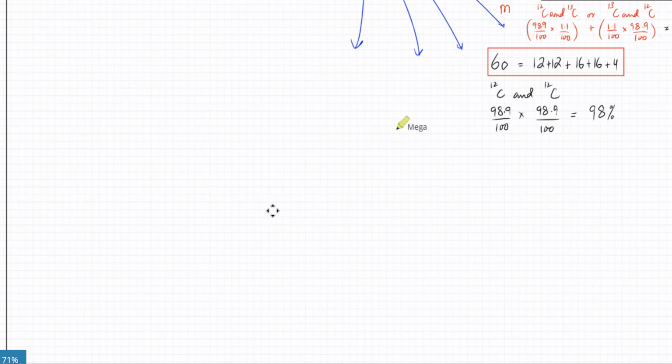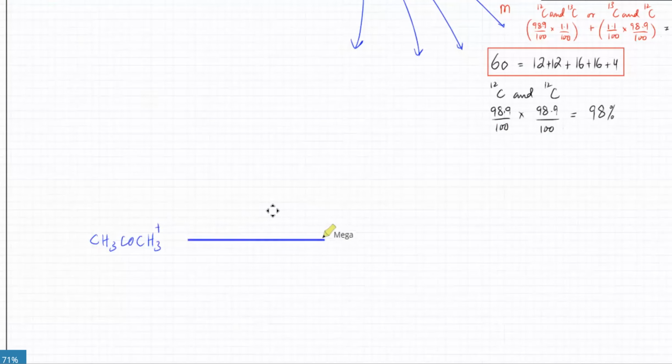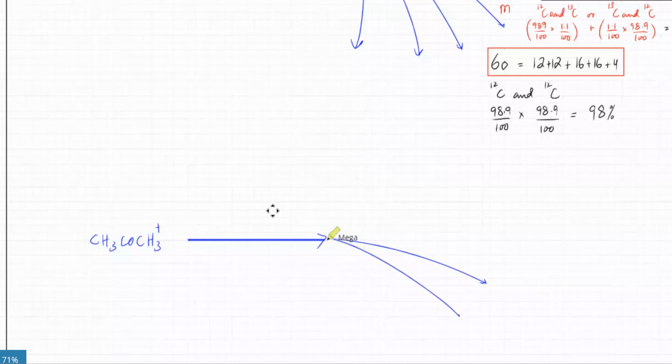Okay, so let's pick any molecule with 3 carbon atoms, whatever the molecule is. And remember, I'm not interested in the fragments at the moment. We passed this through a magnetic field, and it's going to get deflected, right? So you're going to get all sorts of deflection. The heavy ones would be the molecular ion peaks.